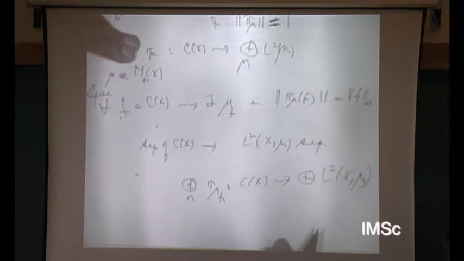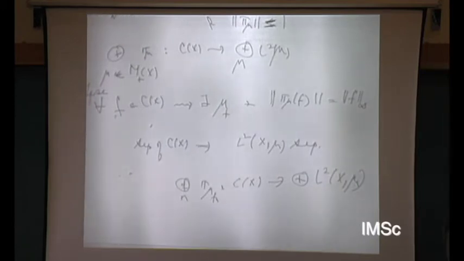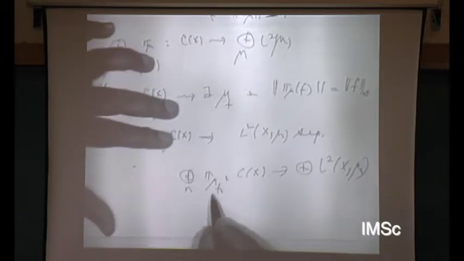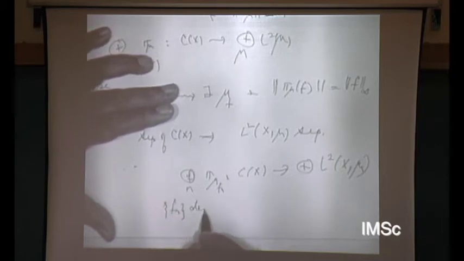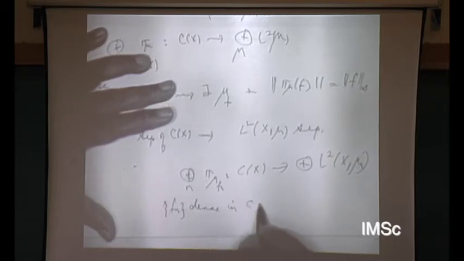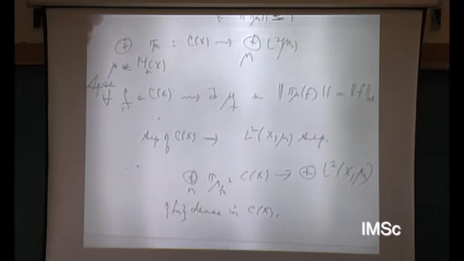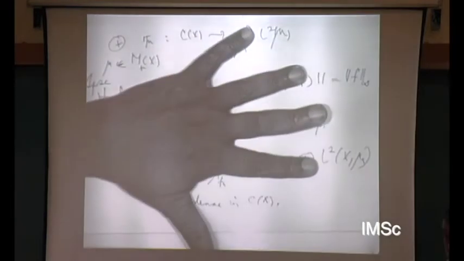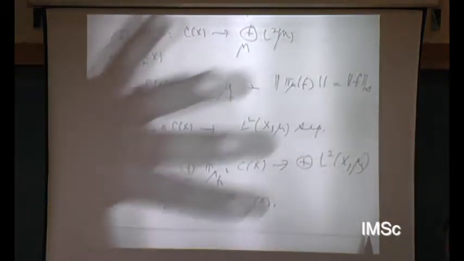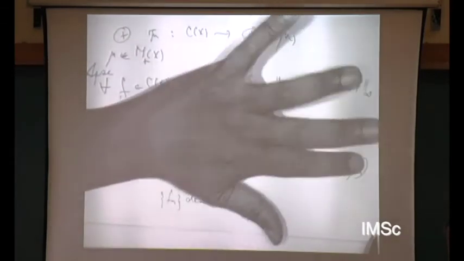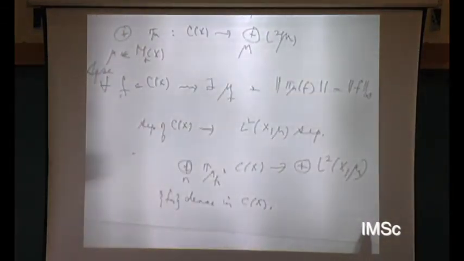Sorry? No, take some dense sequence in Cx. Right? I should have said Fn dense in Cx. So this is how you will prove the theorem for C of x. You have shown that Cx admits a faithful representation on Hilbert space, and on a separable Hilbert space if Cx had been separable to start with.